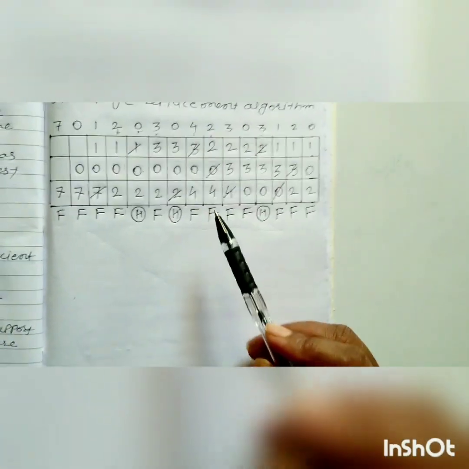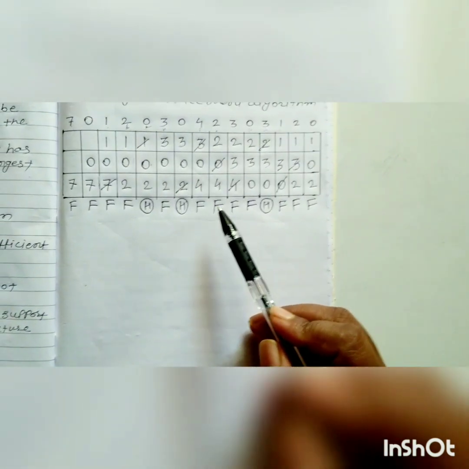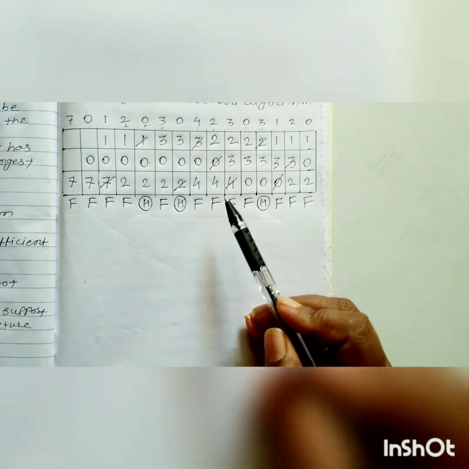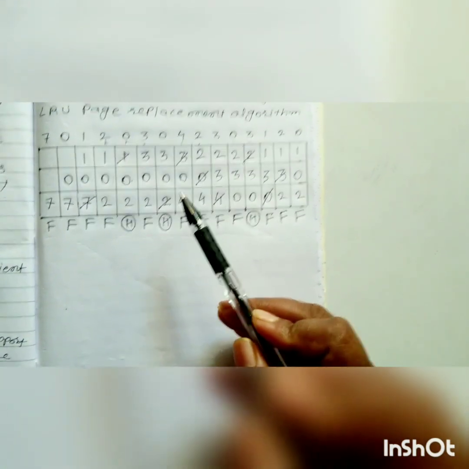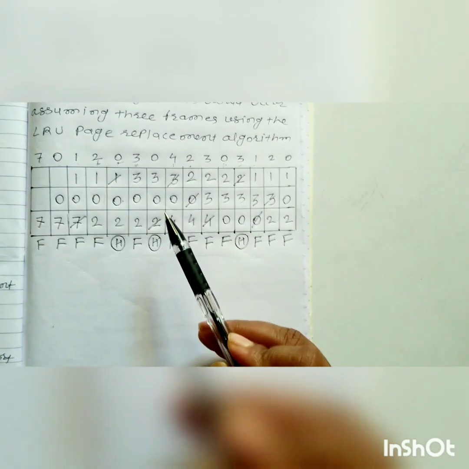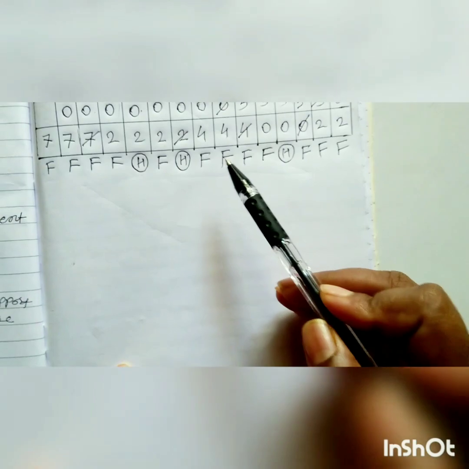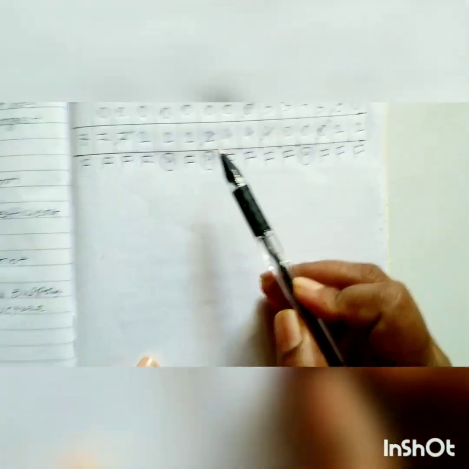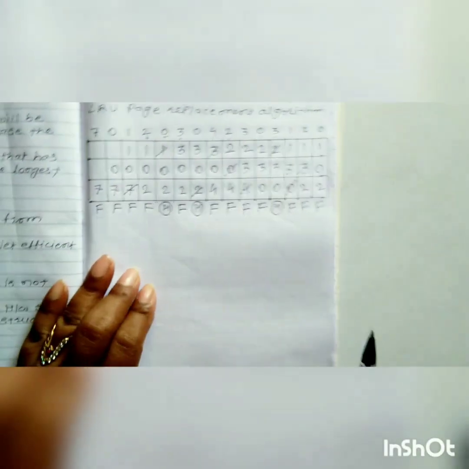So in this way you have to solve the problem using the LRU algorithm. Okay, and if you want to compare FIFO and LRU, in FIFO you replace the page which was inserted first, whereas in LRU you have to replace the page which is the least recently used. Okay, so what you want to calculate in this? The number of page faults, page hits, what is the hit ratio and what is the fault ratio.